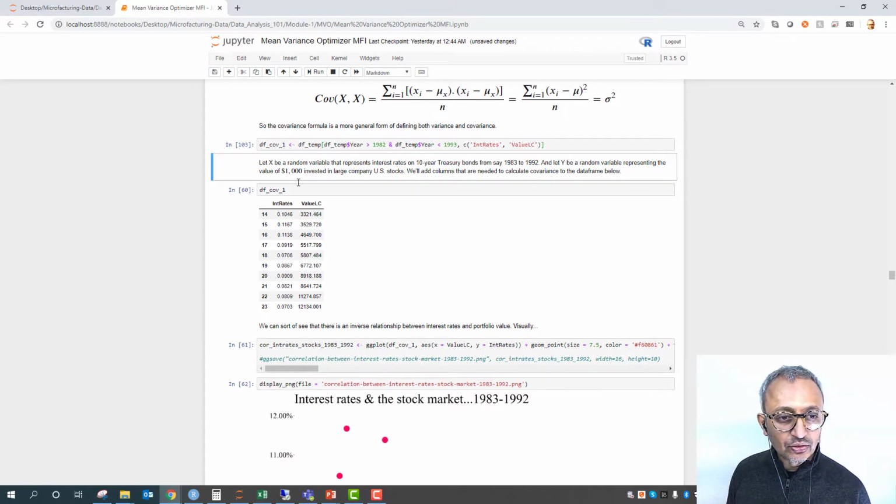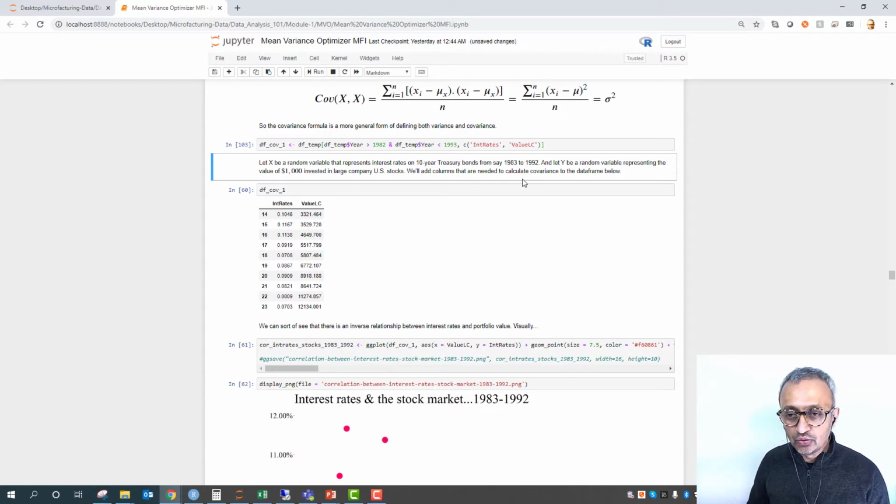Let X be a random variable to represent the interest rates on 10-year treasury bonds. Basically, treasury bonds are the type of investments where you lend money to the federal government for a 10-year time frame, right? So you invest today and you collect interest every year, and at the end of 10 years, let's say you invest $1,000 today and you collect interest every year depending upon what the prevailing interest rate is when you locked in, when you bought those bonds. You're going to get that interest payment for 10 years, and at the end of 10 years you're going to get your $1,000 back, right? That's basically lending money to the US government, right?